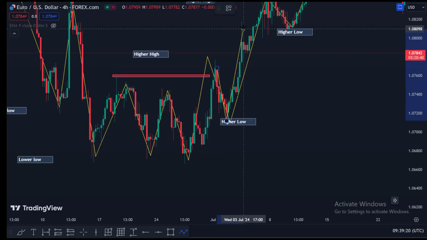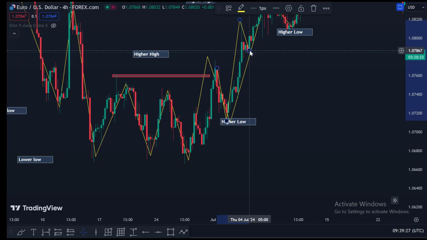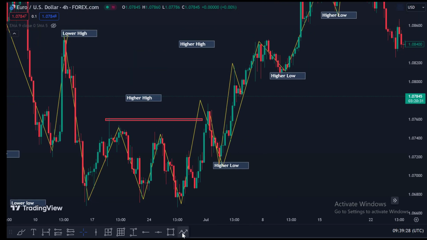Then we created another uptrend, but look at the retracement level. The retracement was so small. And look at what happened next. We created another uptrend, and we had a small retracement again. We created another. Oh, you see the idea of what I'm actually explaining to you.